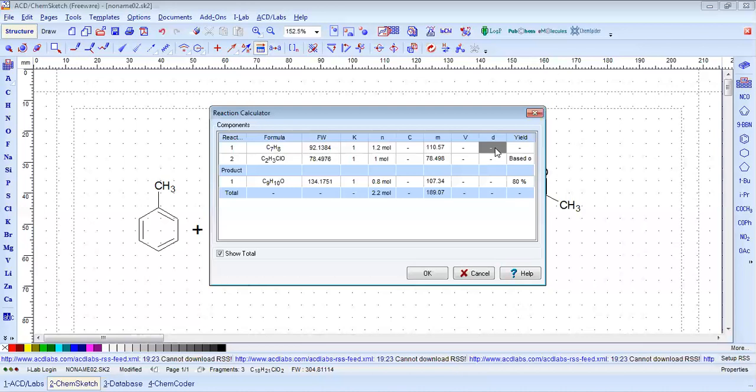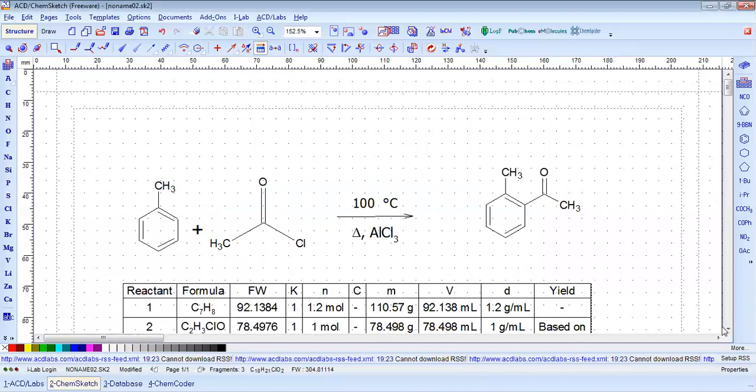We can also add the density. Suppose the density is 1.1, 1.2. For the second it is 1.0, and for this particular one it is 0.9. Okay, so by using all this, now C is for the concentration and K is some constant. So click on OK. All these details are now generated.